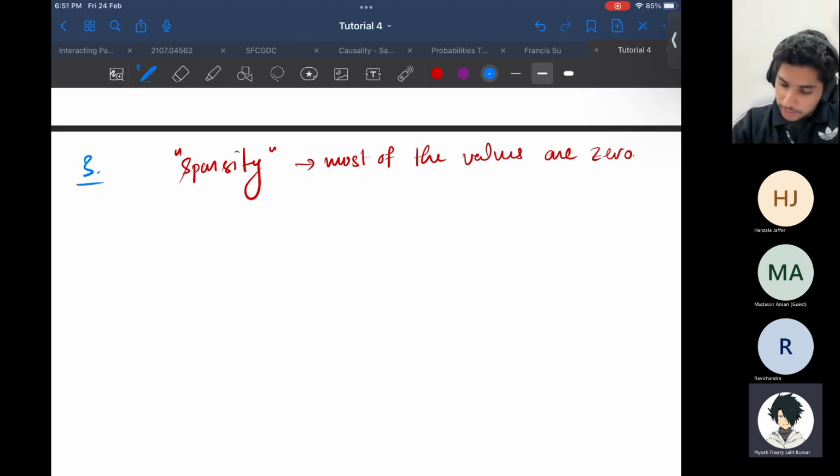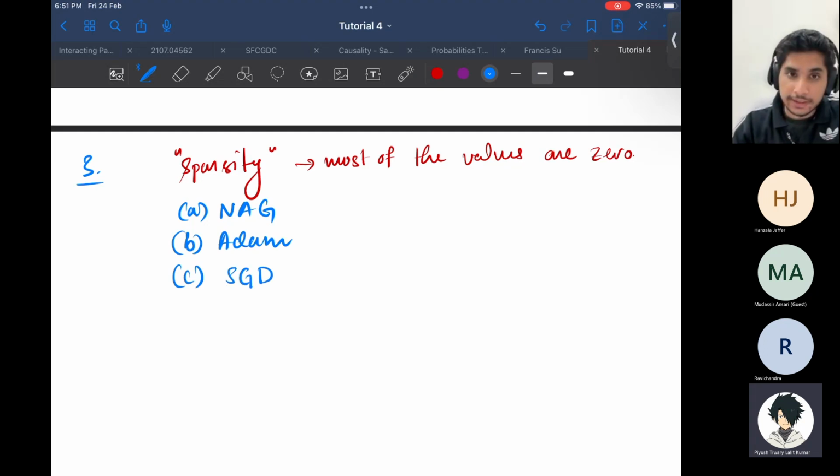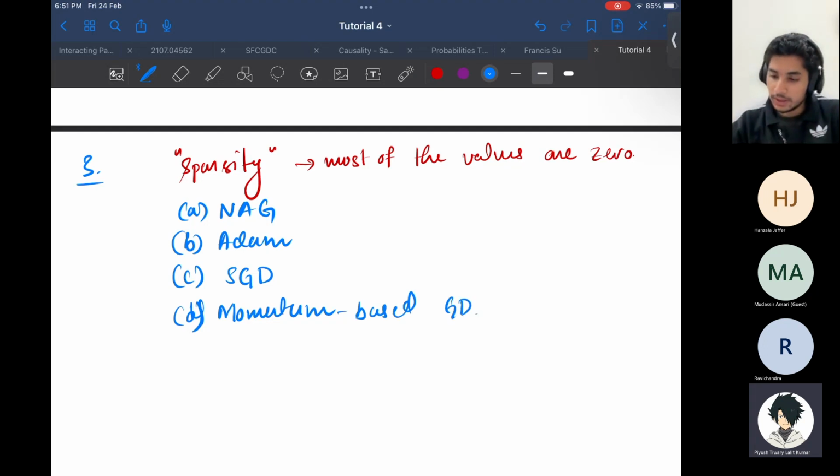So what are the options? A, NAG, which is Nesterov accelerated gradient. B is Adam. C is stochastic gradient descent (SGD), and D is momentum-based gradient descent. Okay. So among these options, let us try to recall.